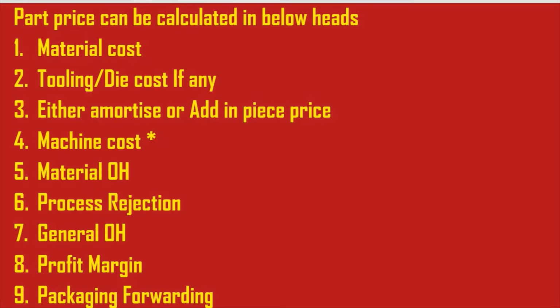Then there is the machine cost, which we are going to discuss today. Then there is material overhead and process rejection, which is a small cost contribution. Then our general overhead and profit margin, which is a minimum of 15 to 25%, which we can play with.